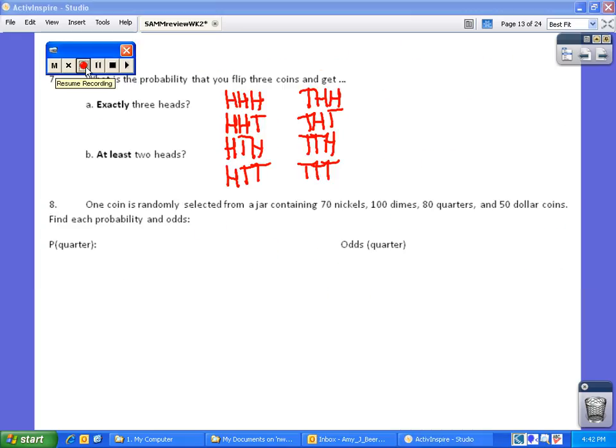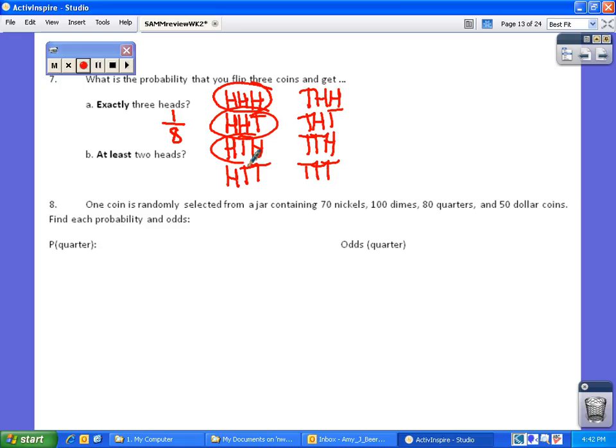For number 7, it asks, what is the probability that you flip 3 coins and get, part A, exactly 3 heads? So the first thing I did was list all possible combinations of flipping 3 coins. Only one of them has exactly 3 heads, so the probability is 1 out of 8 total possibilities. Part B asks for at least 2 heads. Well, there are 1, 2, 3, 4 that have at least 2 heads out of 8 total possibilities, which reduces to 1/2.